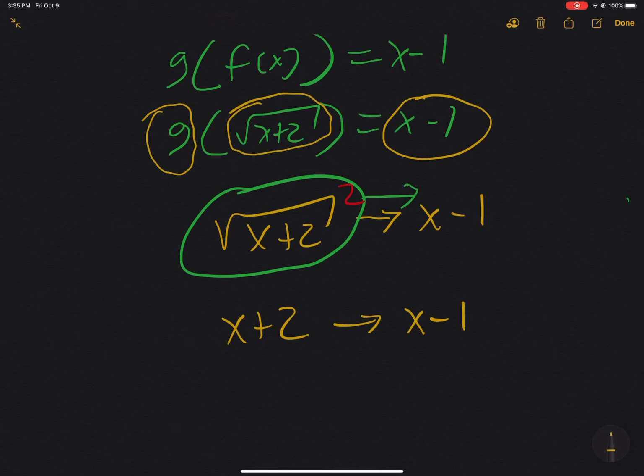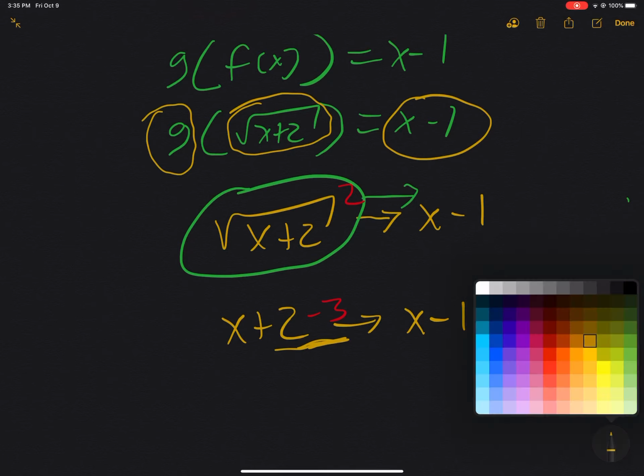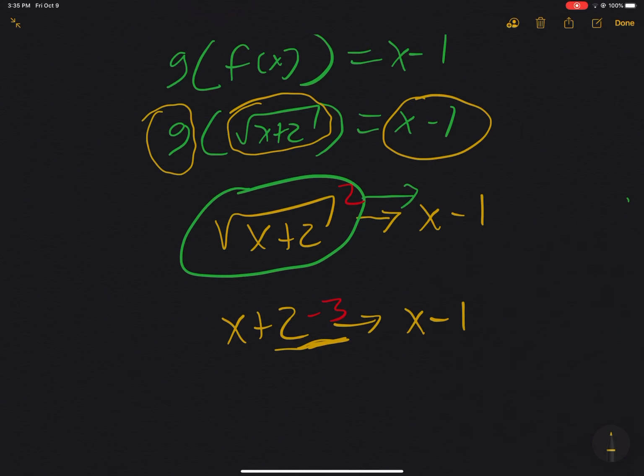And I said, how do we get from x plus 2 to x minus 1? What do we have to do? Well, the next thing you might say is subtract 3. If we subtract 3 from it, we get x plus 2 minus 3. Remember, 2 minus 3 is the same as 3 minus 2 with a negative sign. So we have x minus 1. And that's it. That's our two steps.